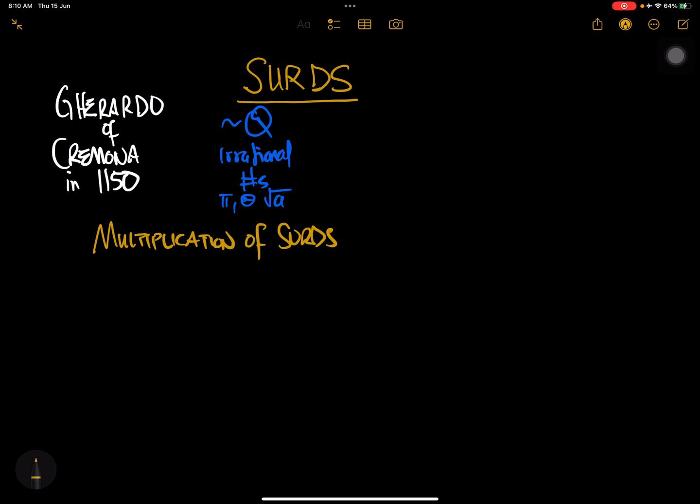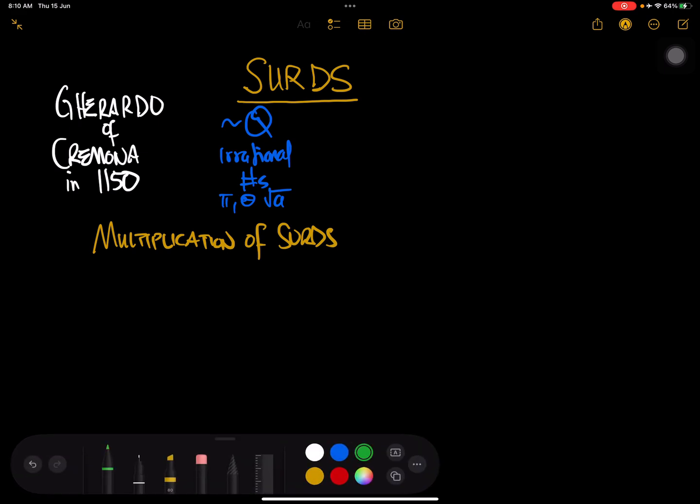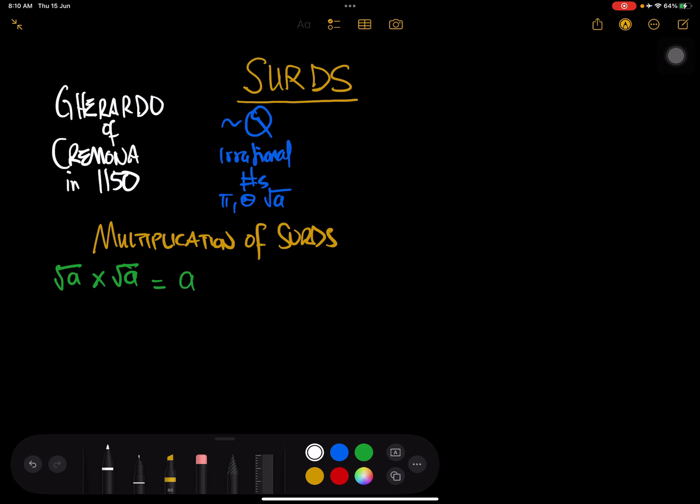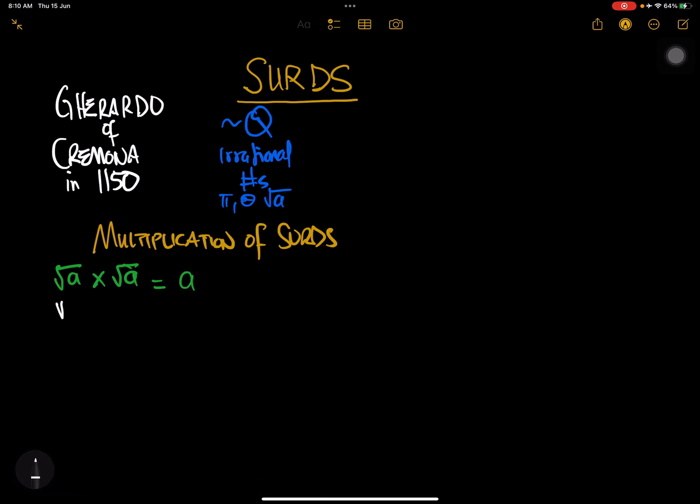If we have the square root of a multiplying the square root of another a, what it means is that just see it as a. How do we know that? We know that square root of a is the same as a to the power of half multiplied by another a to the power of half. Anytime you see the square root, the exponent is half.